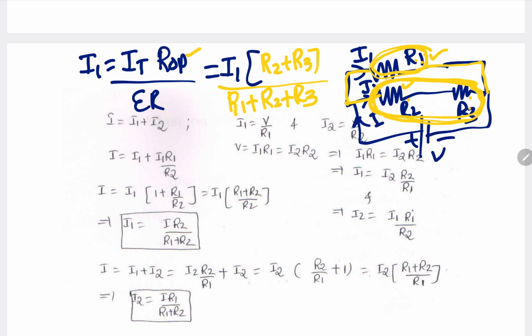So this is the current division formula. Very, very important formula when we are solving circuits.